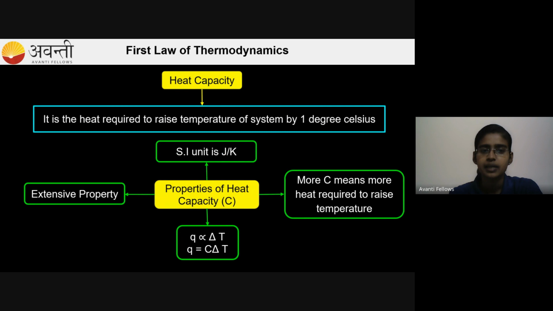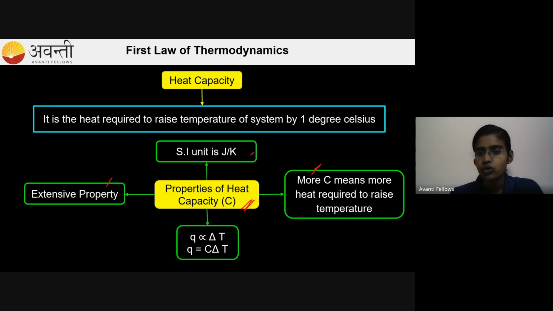So what is heat capacity? It is the heat required to raise the temperature of the system by 1 degree Celsius. It is denoted by the letter C. Its SI unit is joule per Kelvin. It is also an extensive property, which means on changing the size of the system, the value of heat capacity will change.